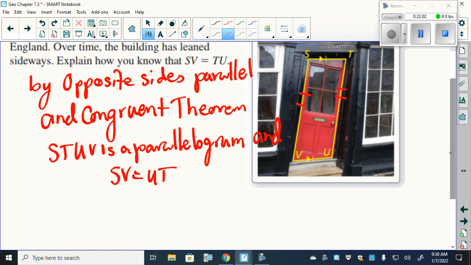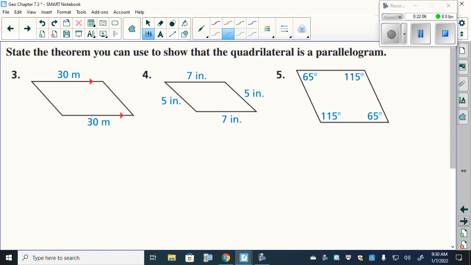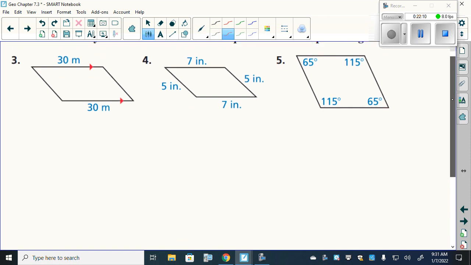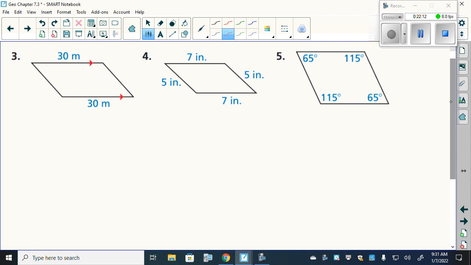Questions on this here? State what theorem you can use to show that the quadrilateral is a parallelogram. So we look at this here, well, we have two sides that are both 30 and they are parallel, yes? Well, that's what we just used, isn't it? Opposite sides parallel and congruent theorem.